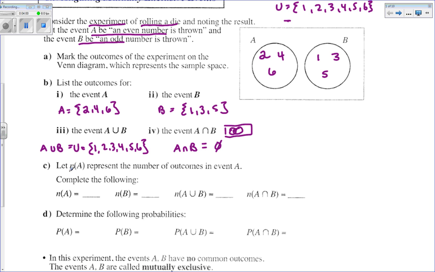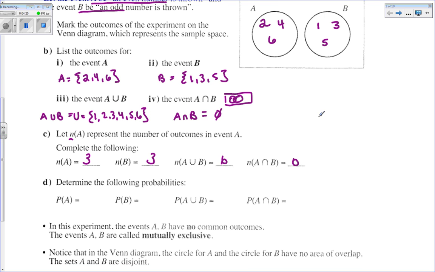Remember, when we put n in front of an event in brackets, we want the number of outcomes in that event. The number of outcomes in event A is 3, and in event B is 3. The number of outcomes in A union B is 6, and in A intersect B is 0. Knowing the universal set has 6 outcomes, we can use that to figure out the probability of rolling an even number and the probability of rolling an odd number.